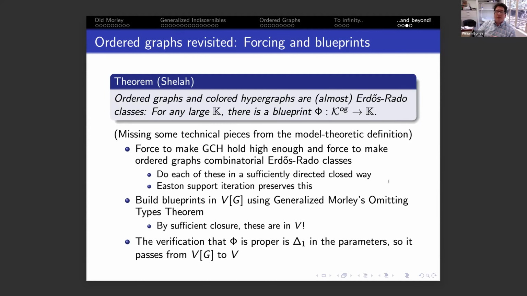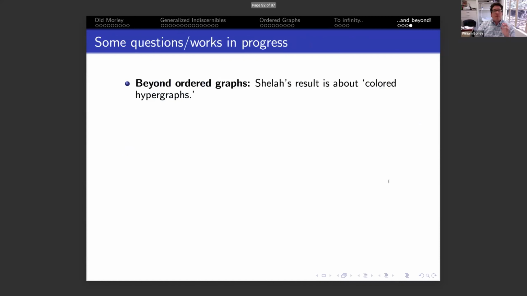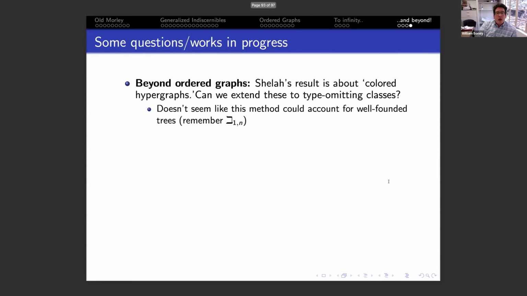And this is one of the reasons that we're trying to figure out what other classes you can force to make these partition relations hold, because that would give you a lot more classes that you can build blueprints from. And so this sets up some questions and work in progress. Like I said, where can you go beyond ordered graphs or colored hypergraphs in terms of classes that you can force to make this partition relation hold?